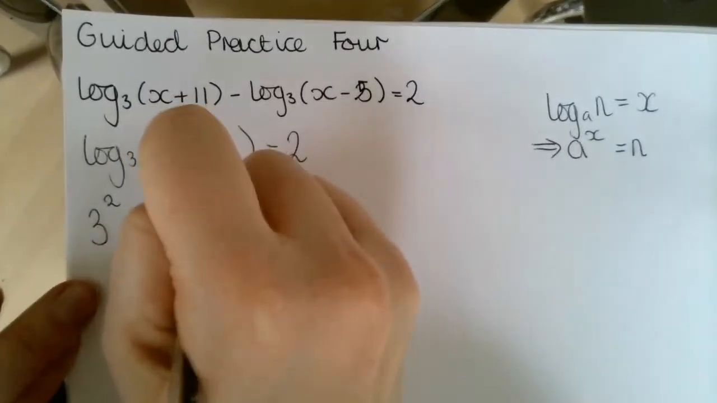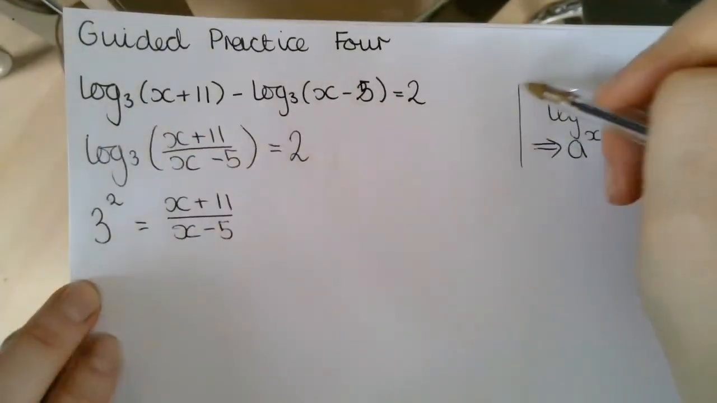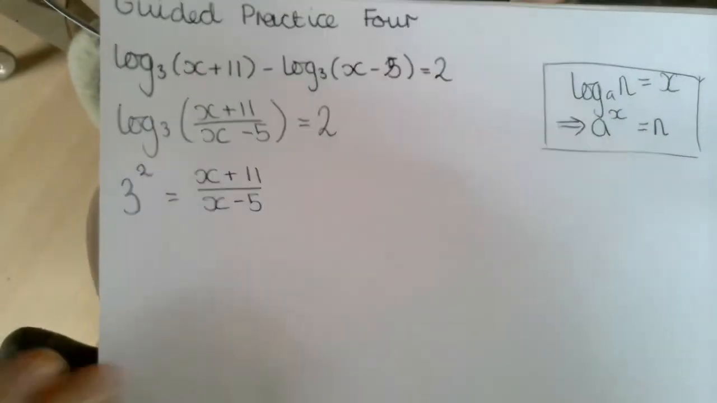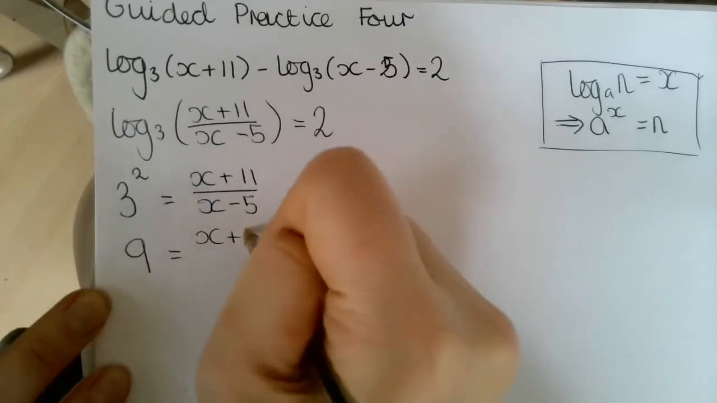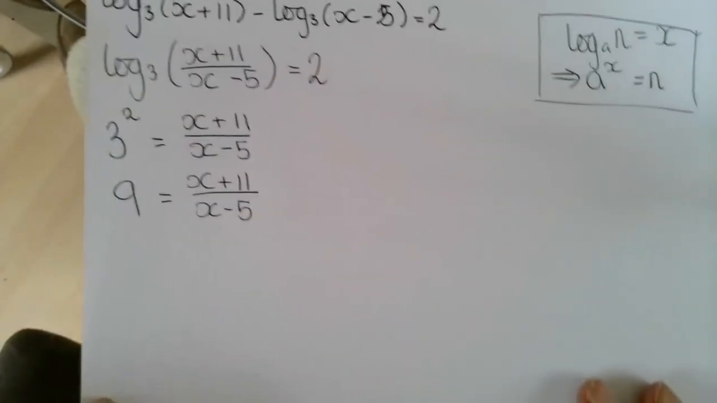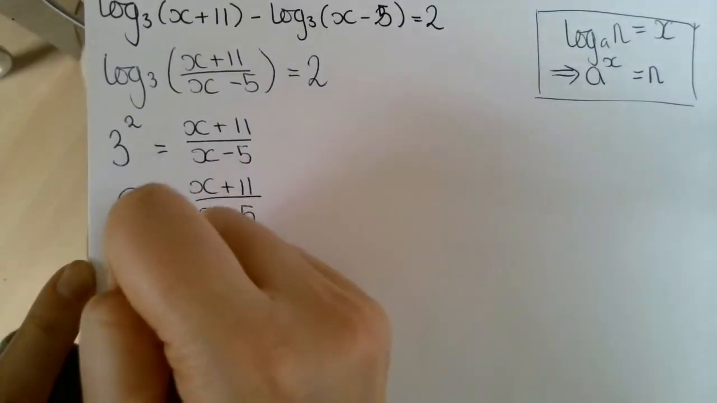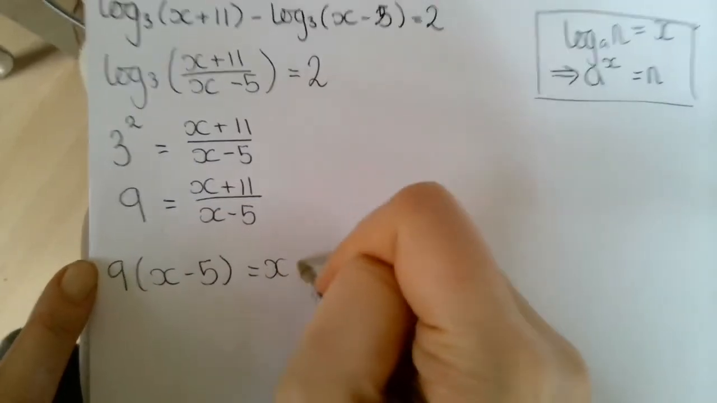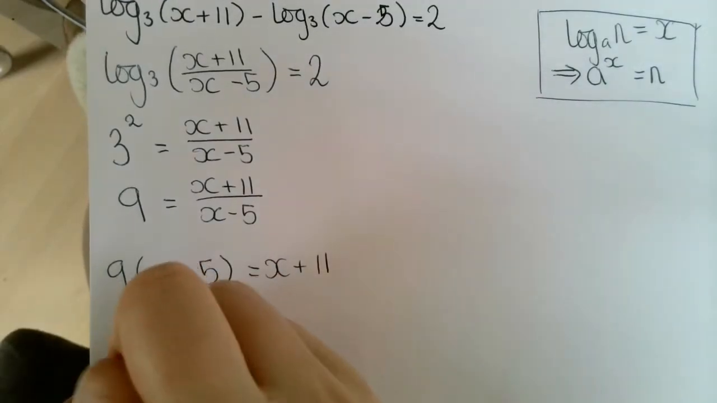So x plus 11 over x minus 5. So just using this rule that we looked at last week. 3 squared, that is equal to 9. So we've got 9 is equal to x plus 11 over x minus 5. And we've just got an algebraic fraction to solve. So we're going to start by multiplying by the denominator, which is x minus 5. Multiply out this bracket, expand that bracket.